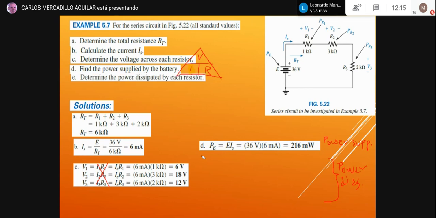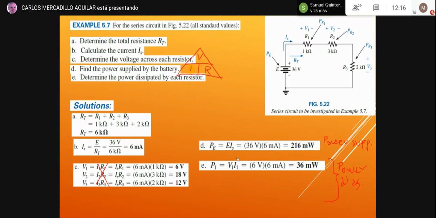And determine the power dissipated by each resistor. We will have to use this. In this case, we have as data the current, we have the voltage of every resistor here, and we have the general formula, that is this one. So this is the power supply. I put it here, and we are going to determine the dissipated power at each resistor. Okay?